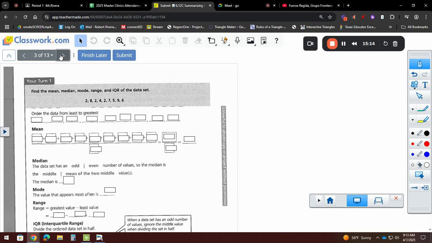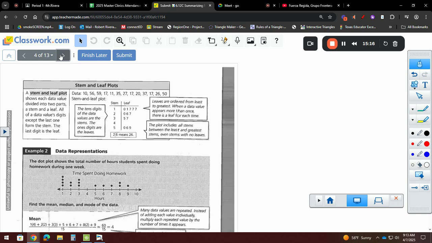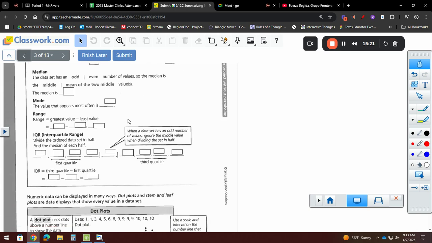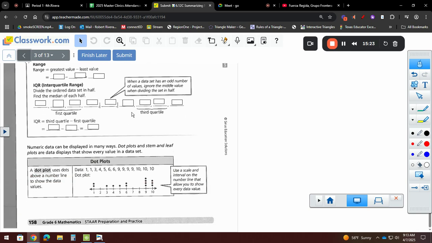You're not gonna do slide 3 at all. You're not gonna do slide 4 at all right now. You know what? I changed my mind. I have to kind of go over some of this stuff. Let's talk about dot plots quickly.